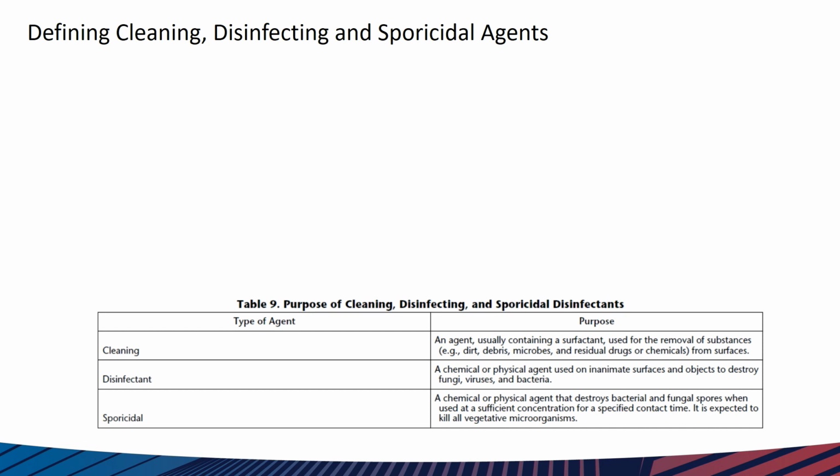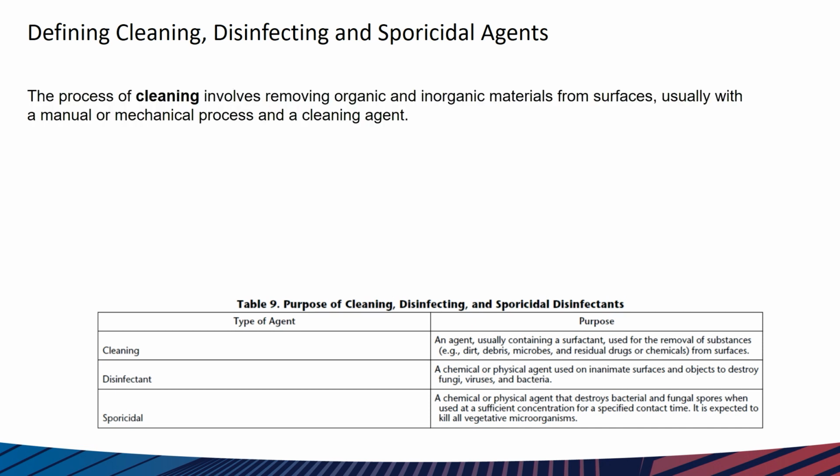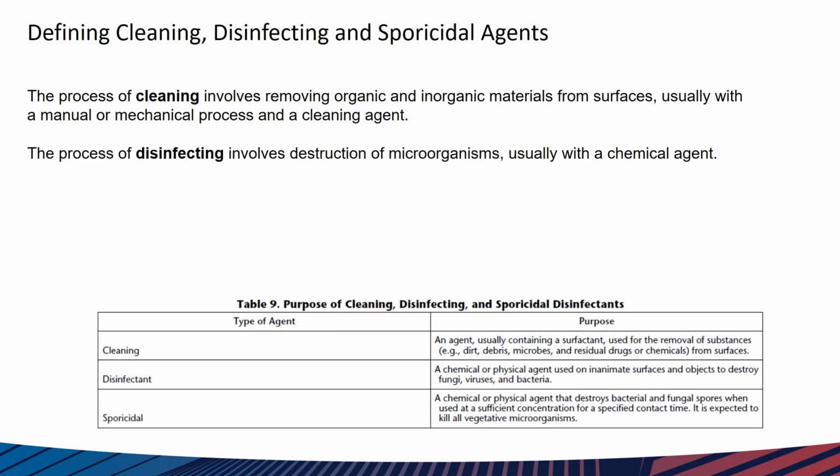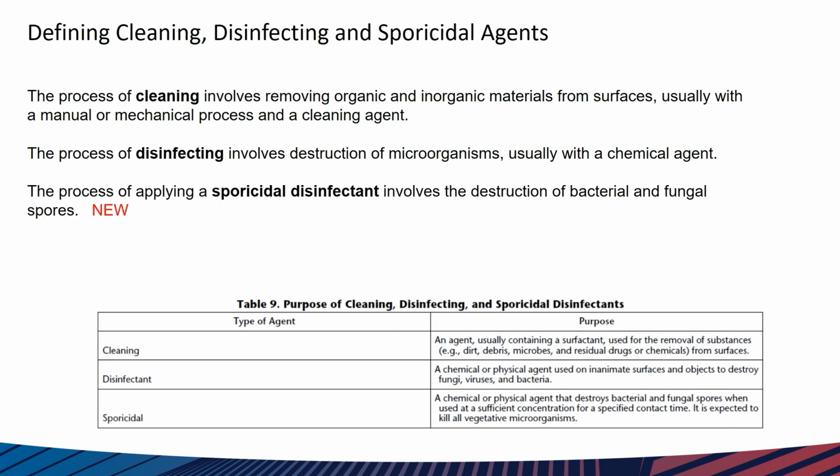So I pulled out table 9 from the chapter. Basically, it says that the process of cleaning involves removing organic and inorganic materials from a surface, usually using a mechanical process. So I'm transferring from my target surface onto a wipe or a pad and then disposing of that pad. Disinfecting, you're going to destroy microorganisms, usually with a chemical agent, and the process of applying sporicidal disinfectants.